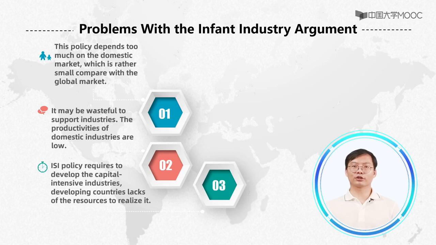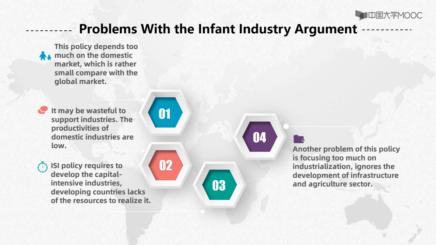Third, ISI policy requires developing the capital-intensive industries. However, developing countries lack the resources to realize it, such as capital, human capital, and knowledge. Another problem of this policy is focusing too much on industrialization, ignoring the development of infrastructure and agriculture sectors. Such ignorance has serious weakness when a country wants to promote itself in a second stage of development.